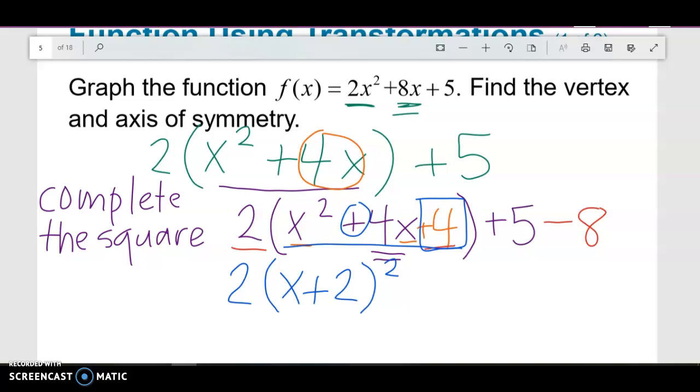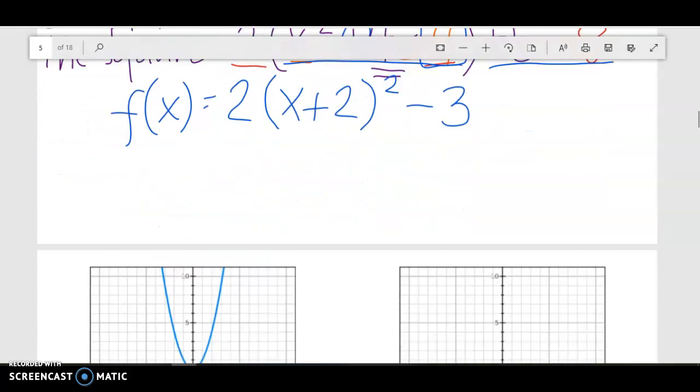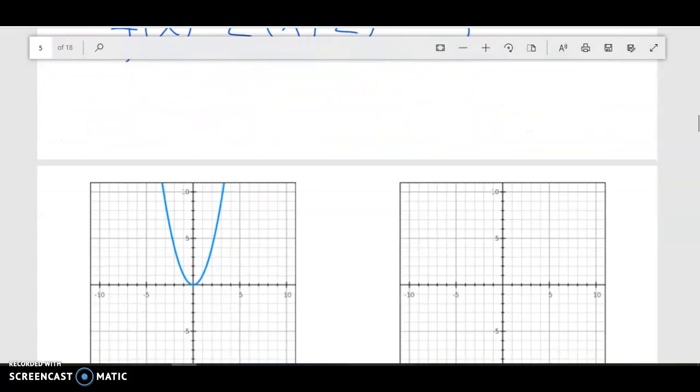Okay, now here on the outside, I have plus 5 minus 8. So positive 5 minus 8 is negative 3. Okay, so here's my quadratic expression. Now it's a quadratic equation, but it's in vertex form now instead of standard form. Okay, so I'm going to transfer this over to the next page. All right, and we're going to graph these transformations.